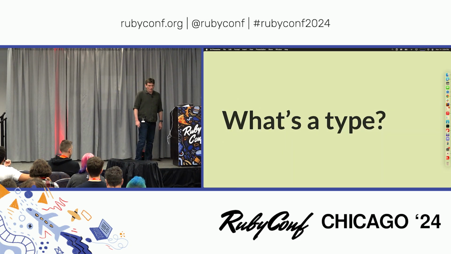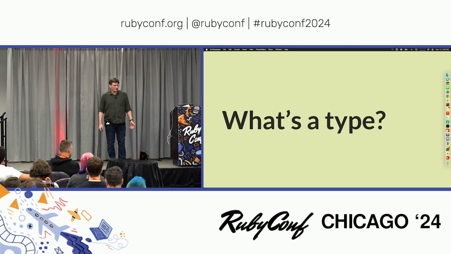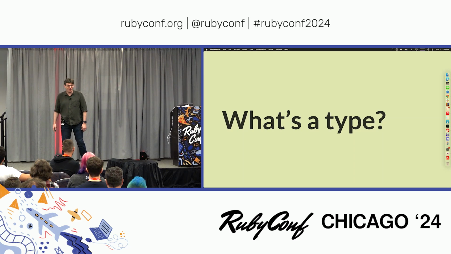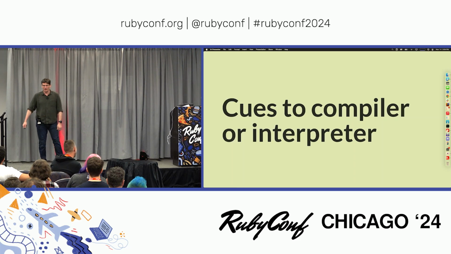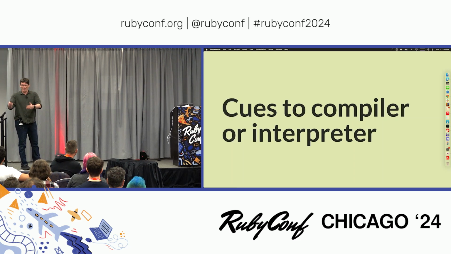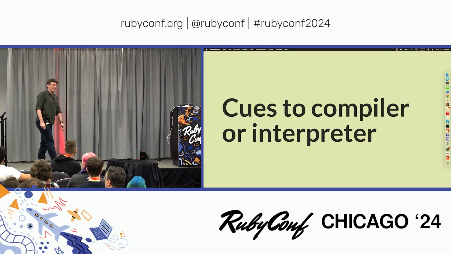So I want to start with a really basic question. What's a type? How many bytes you need to allocate? A type is how many bytes you need to allocate. Bing, that's the first one. Thank you, not an audience plant.